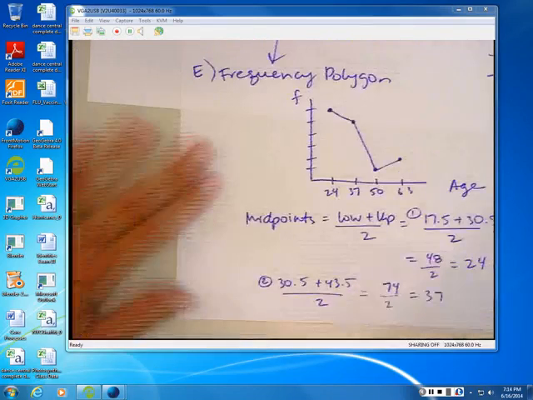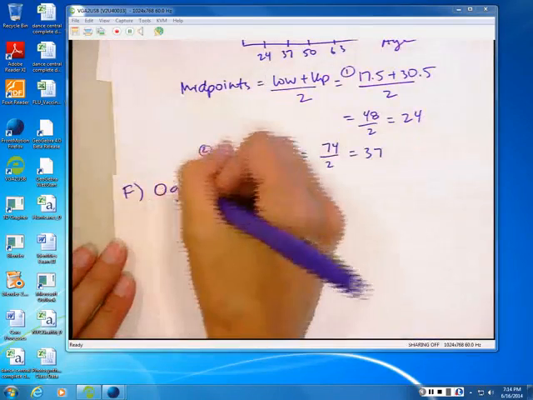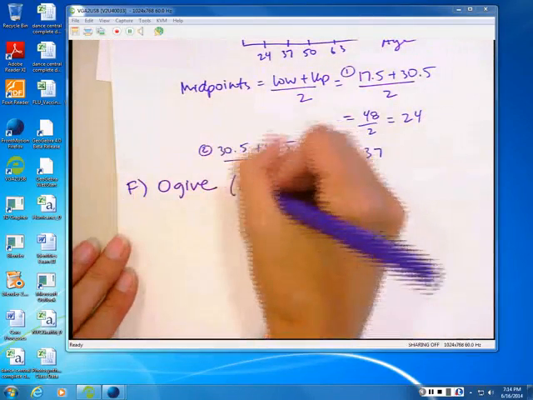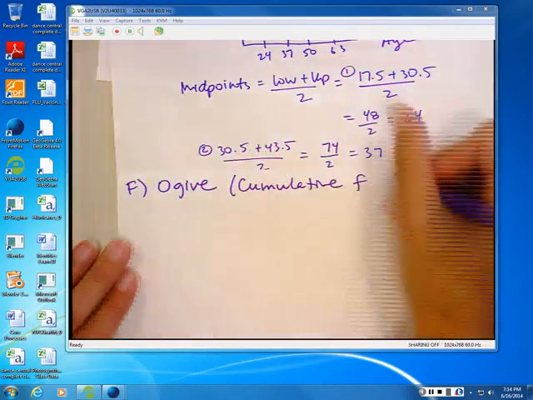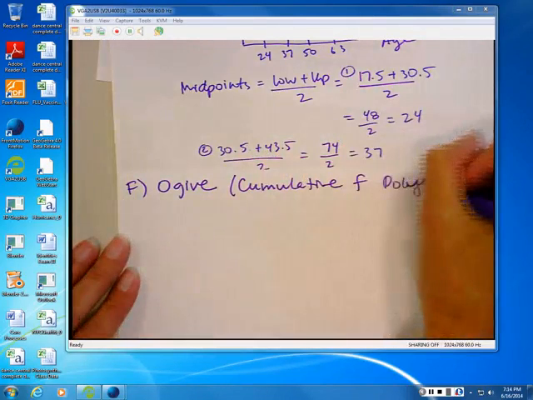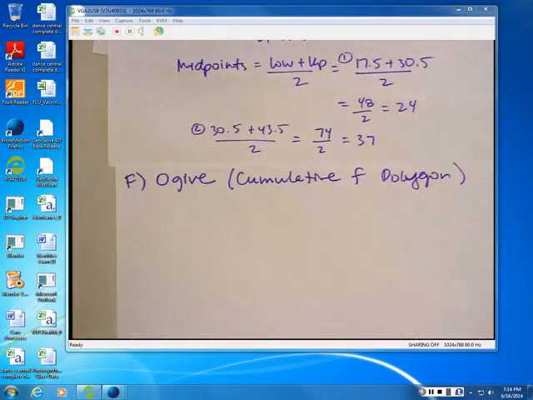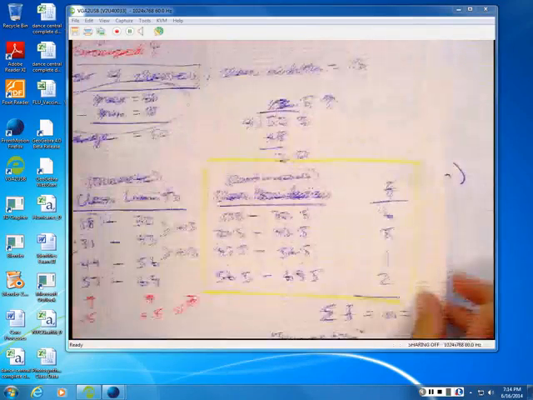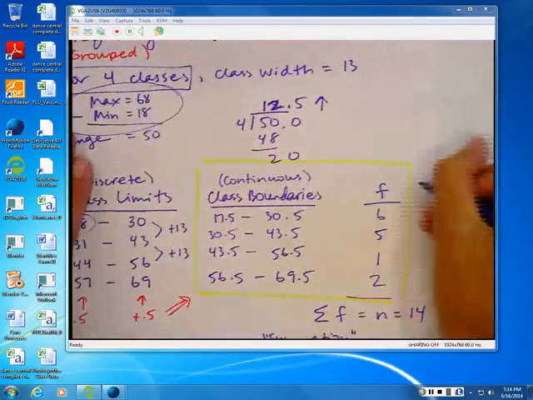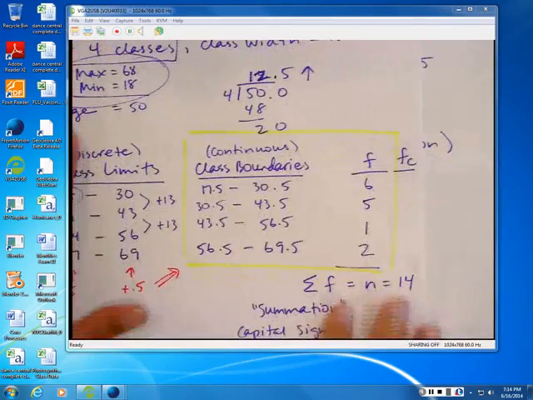Frequency polygon. And then we have the ogive, A, B, C, D, E, F. The ogive, I like to think of it as the cumulative. I'm just going to write F for frequency polygon. So as I do my cumulative frequency polygon, I am going to go back to my original list here, and I'm going to add one more category. I'm going to add it right here, F sub C. And that's my cumulative frequencies.